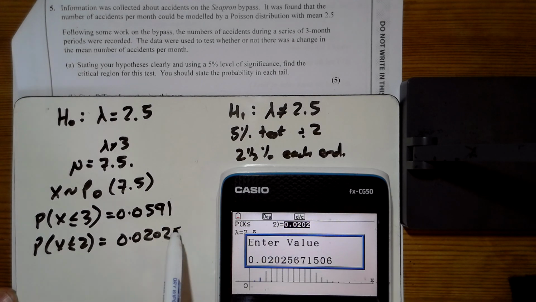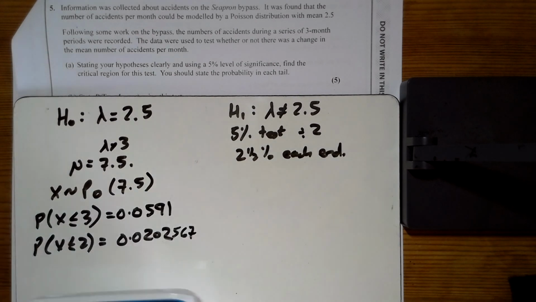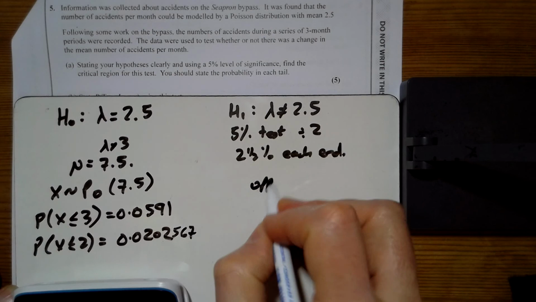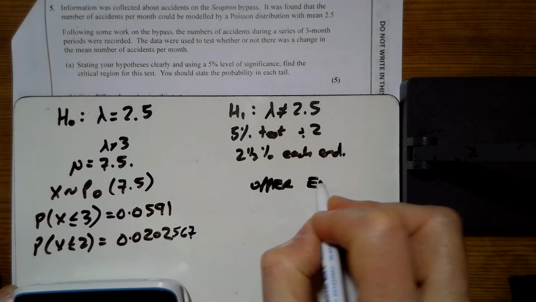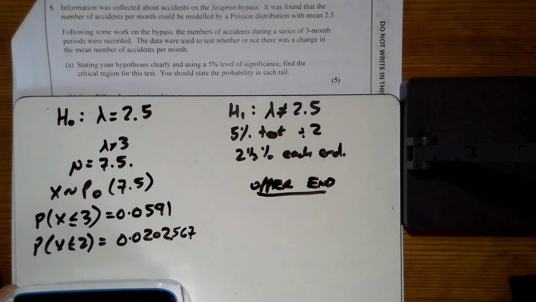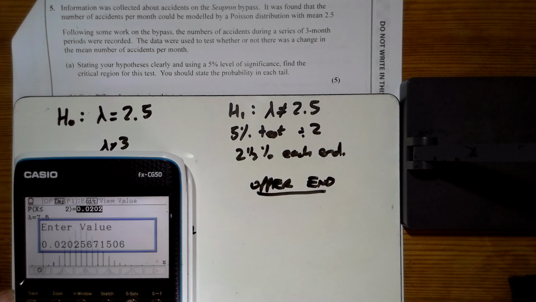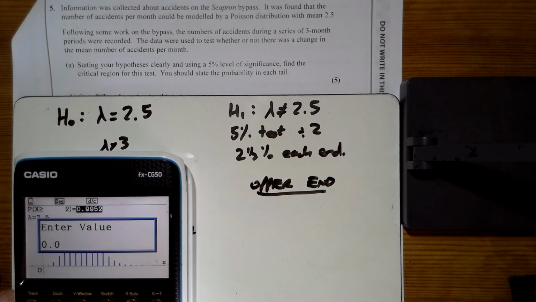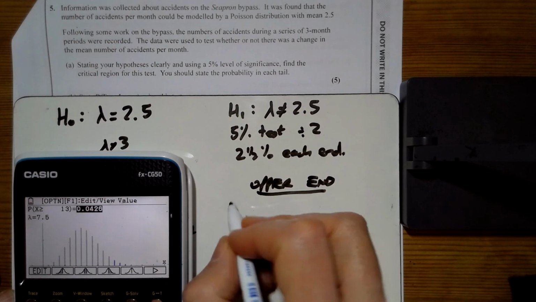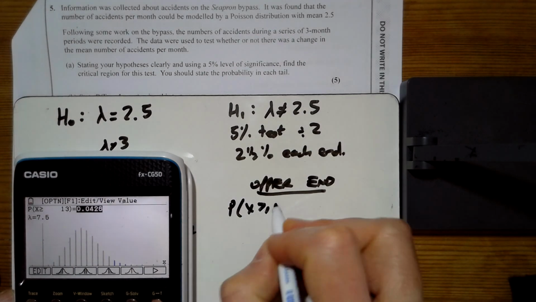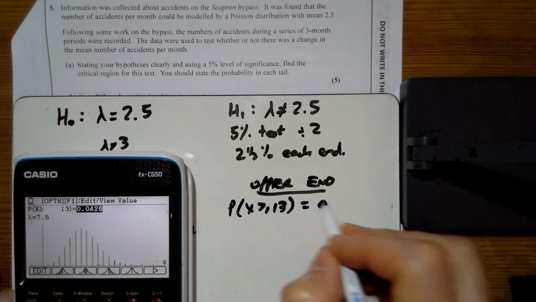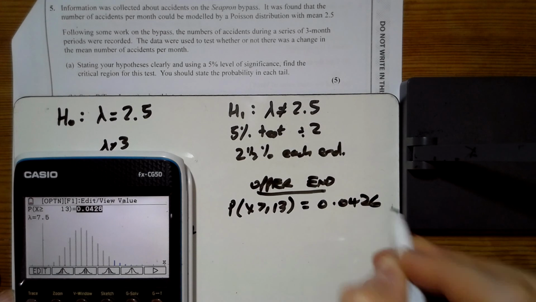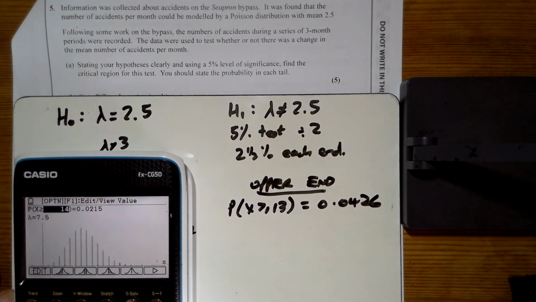0.02562. So at one end we're going to go less than or equal to 2. Let's go at the other end. So the upper end, so put that there. Let's change this now to a greater than and a 0.025 there. And so the probability that X is greater or equal to 13 is 0.0426. That's too big. So we'll go to the next one.